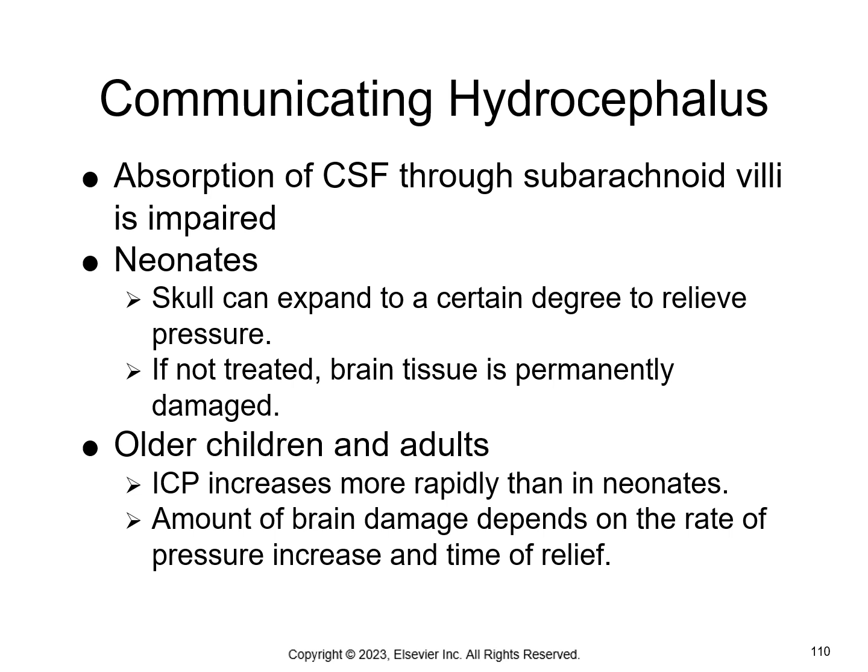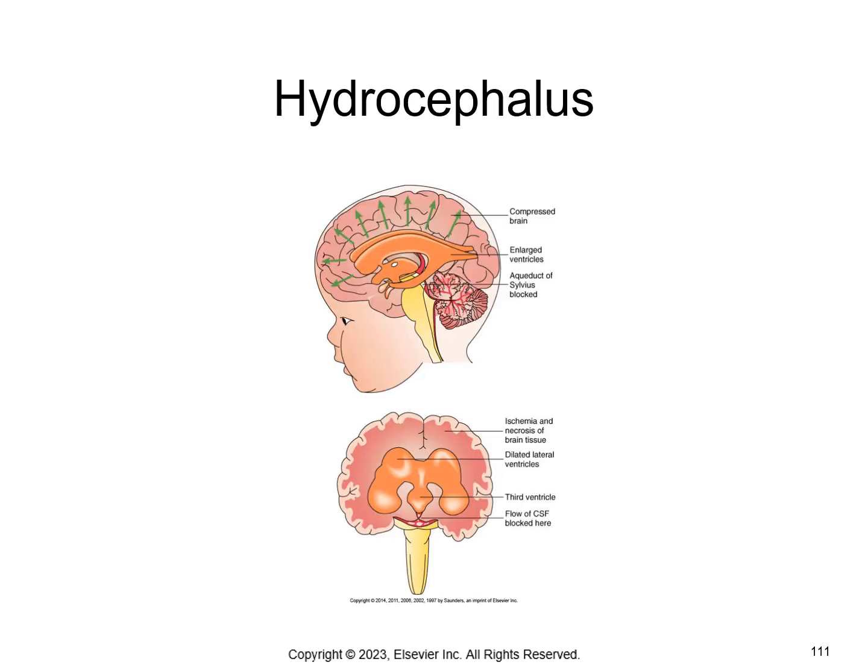In that communicating hydrocephalus, absorption of the cerebrospinal fluid through those subarachnoid villi is impaired. The skull can expand to a certain degree to relieve pressure, but if it's not treated, the brain tissue is going to become permanently damaged, like we talked about with an increase in intracranial pressure. In our older children and adults, that intracranial pressure increases more rapidly than in tiny babies, neonates. The amount of brain damage depends on the rate of pressure increase and the time of relief. So this is on page 365 in your book, and it shows that compressed brain tissue, the enlarged ventricles, etc.